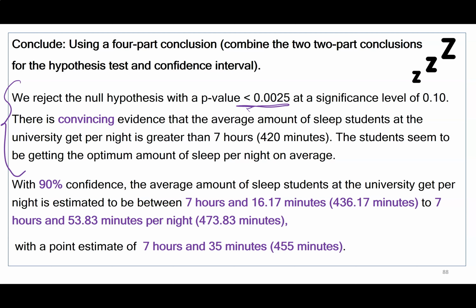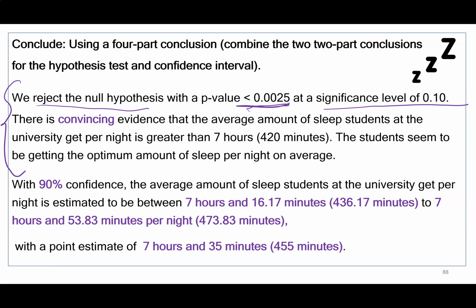With a really small p-value, you can say it's less than a small number. That tells me it's small. With a p-value less than 0.0025, we're going to reject the null, right? Small p-values are strong evidence at a significance level of 0.10. Honestly, it wouldn't have even mattered what significance level we were using. Our p-value is pretty small.